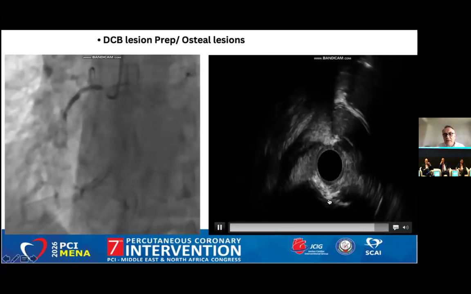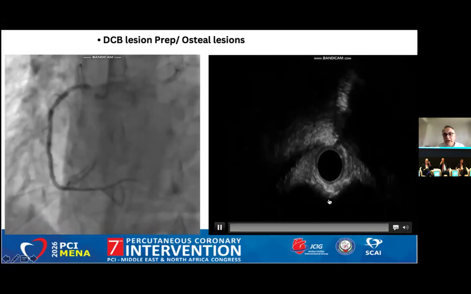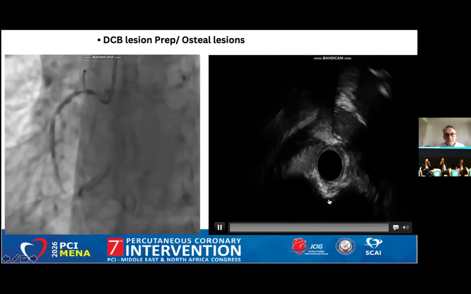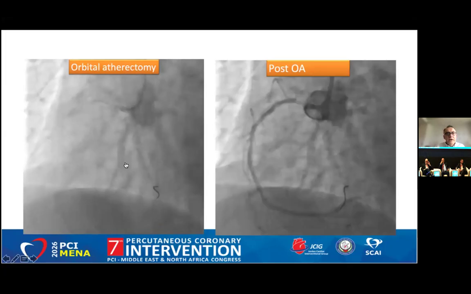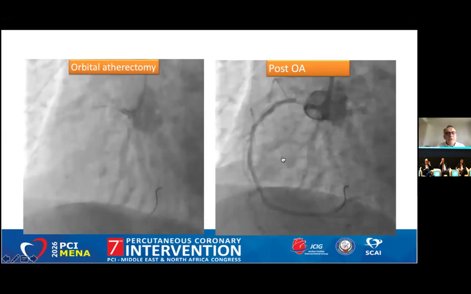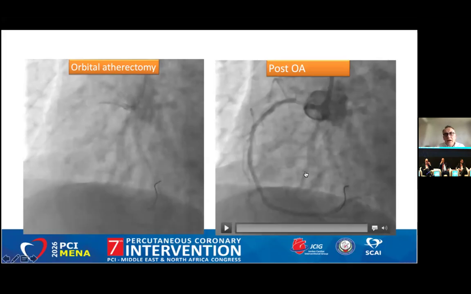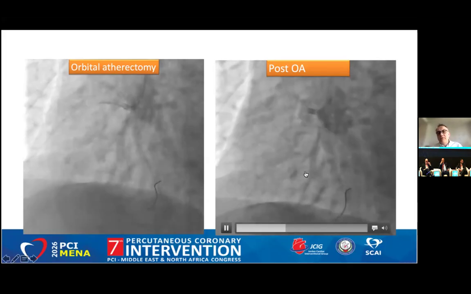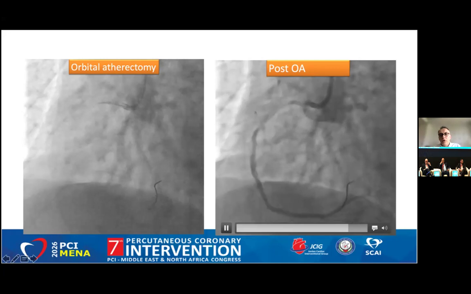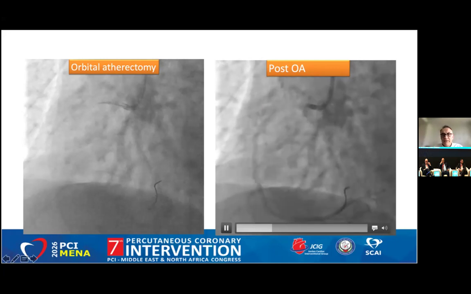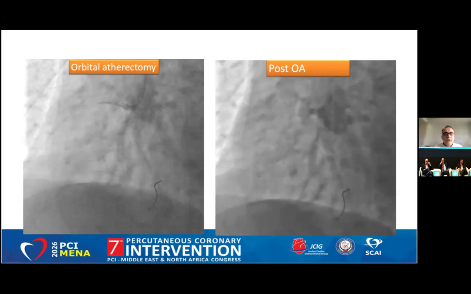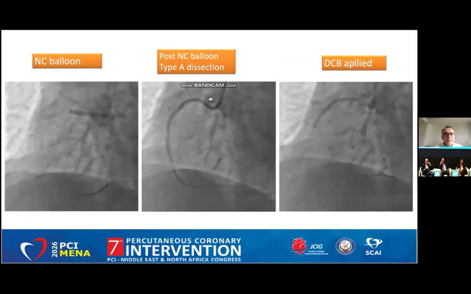You see, we have a big nodule here at the ostium. We did orbital atherectomy first, and this is before. Now this is after orbital atherectomy. We have a nice lumen after orbital atherectomy, but of course it's not enough. We have to do more post dilatation with a balloon, and we have type A dissection. This is fine. This is very good.